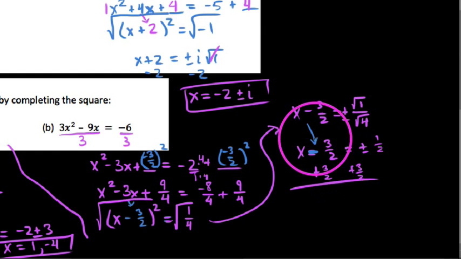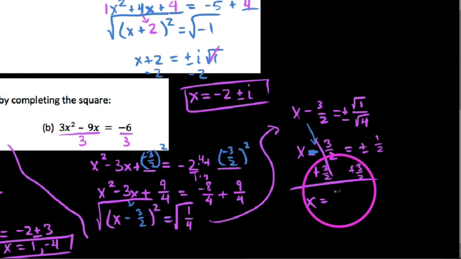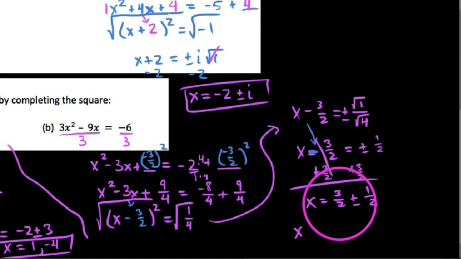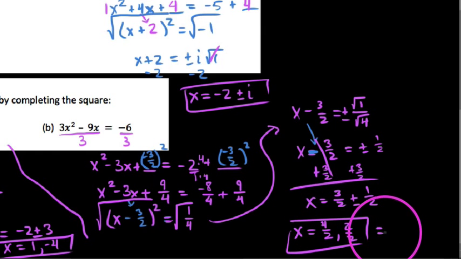And what we end up with, as normal, is putting the 3 halves first, plus or minus a half. So I end up with 3 plus 1 all over 2, which is 4 over 2, and 3 minus 1 all over 2, which is 2 over 2. We should modify these so that they're simplified. Really, we get 2 and 1 are the two solutions to this equation.